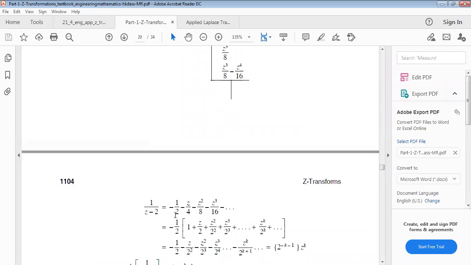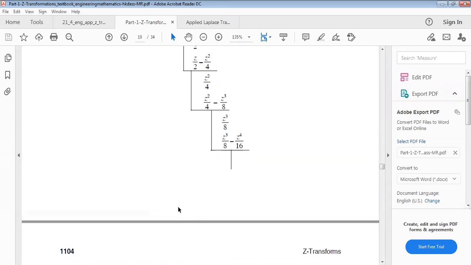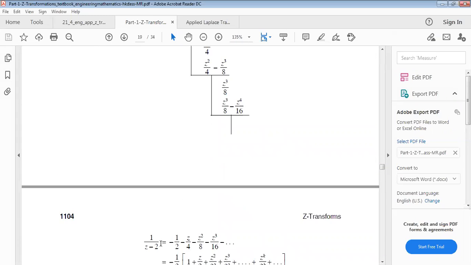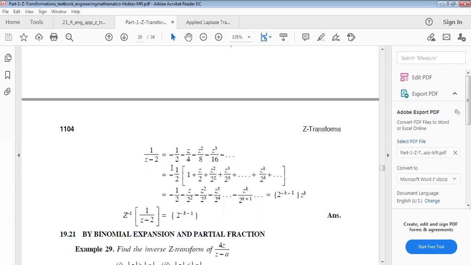That means this can be written as this series minus this series, dot dot. Taking minus half common, we get a series: 1 plus z by 2, z square by 2 square, z cube by 2 cube, and so on to z to the power k by 2 to the power k. This is the k plus 1 term. So this series can be written as the z transformation of this. So the inverse of this will be 2 to the power minus k minus 1.